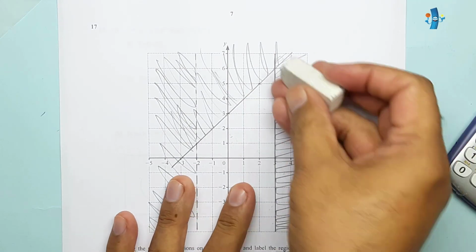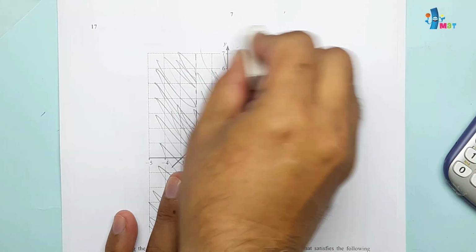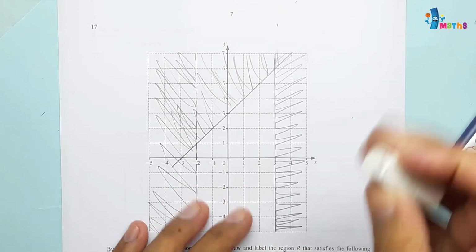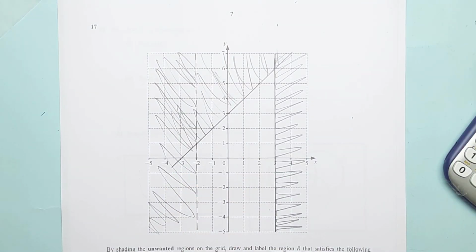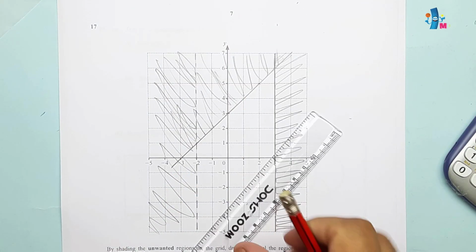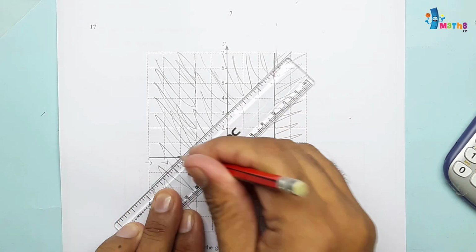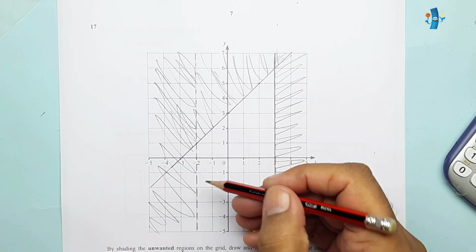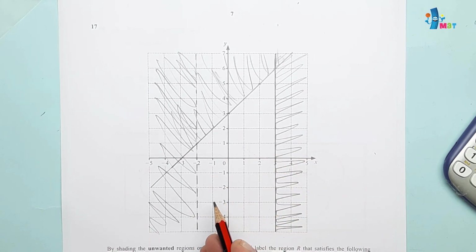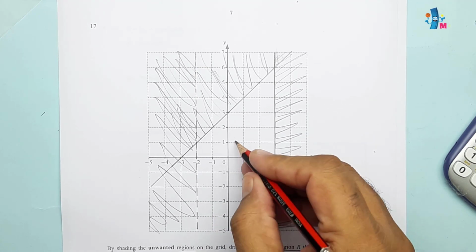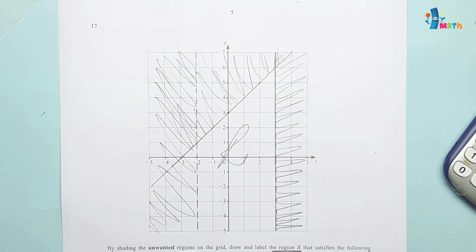So we can erase the extra portion which we have done. This line we can extend a little more like this. So this is the whole region, and this is the whole region which we can write as R.